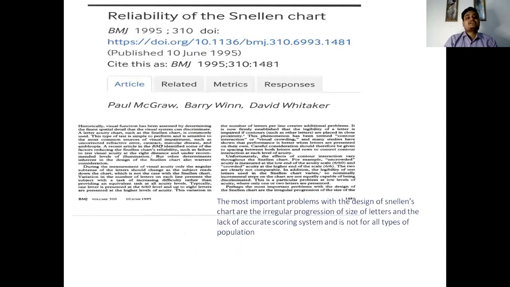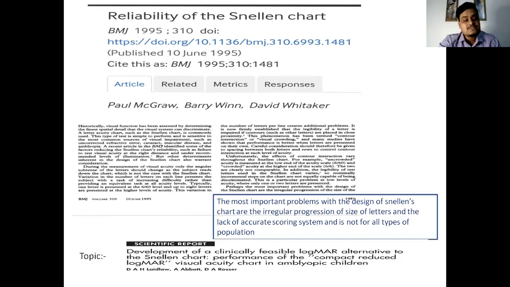Now, there is a very classic example. One research paper was published in 1995, Reliability of the Snellen chart, in the British Medical Journal. This journal showed the limitation that the most important problems with the design of the Snellen chart are the irregular progression of letter sizes and the lack of an accurate scoring system, and that it is not for all types of population. So this is the limitation. This is the research gap. This is the research problem by which another study comes into action.